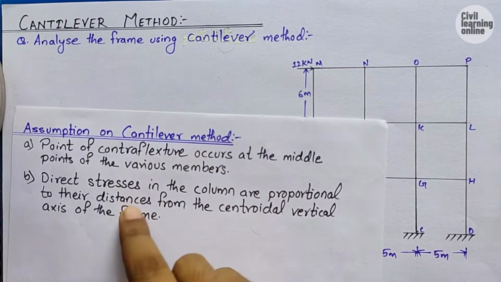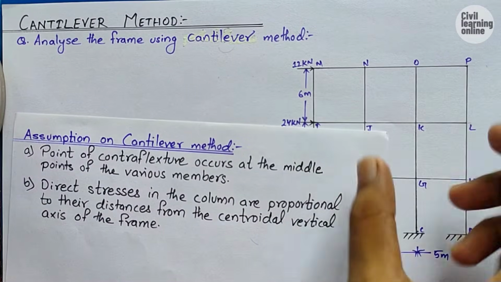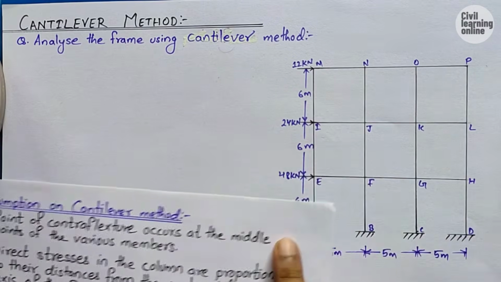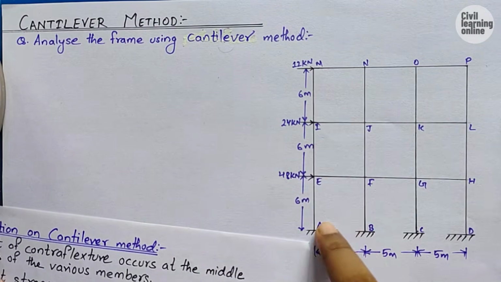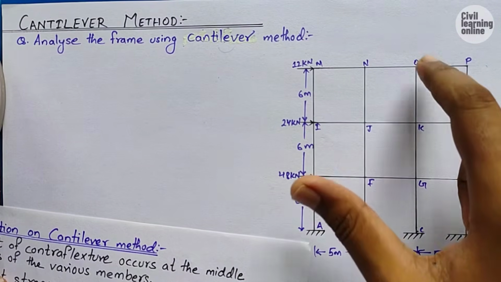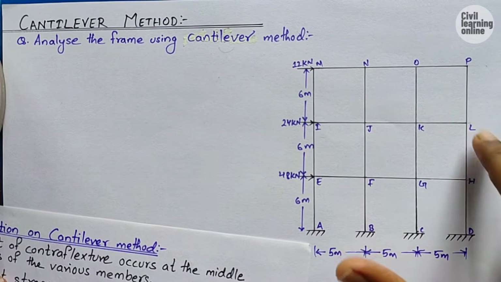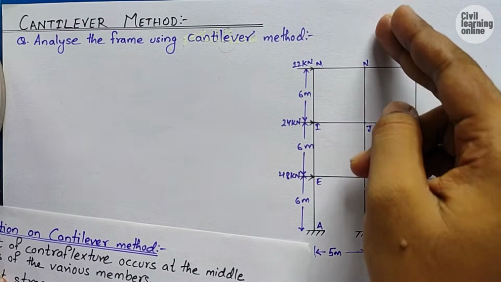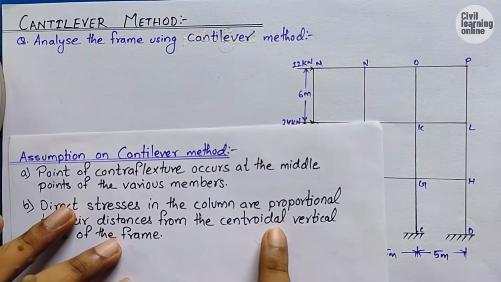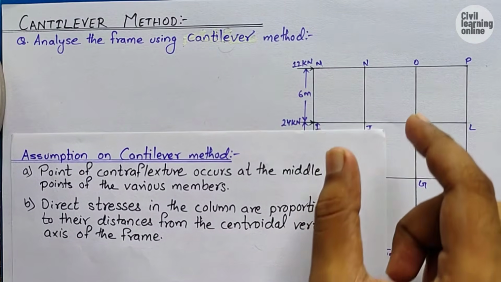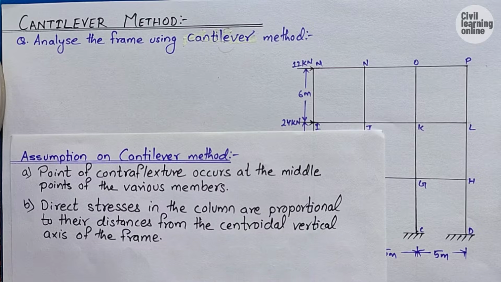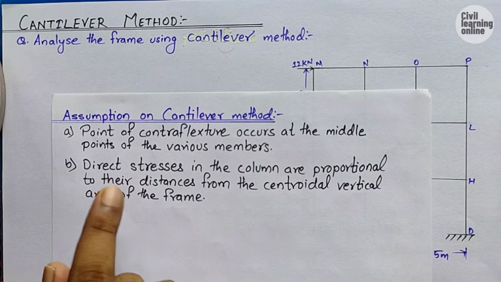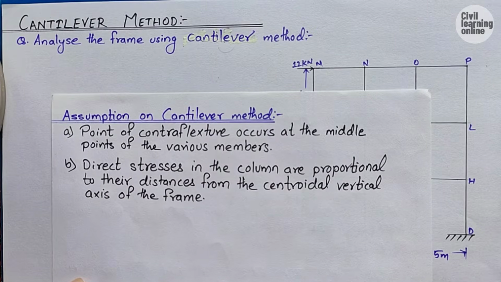Now see here, the centroidal vertical axis of the frame will be the centroidal axis of these whole columns. The columns are M, I, E, A, N, J, F, B, O, K, G, C, P, L, H, D. This whole frame has a definite centroidal vertical axis, and I am going to show you how to calculate that centroidal vertical axis here. And it says that the direct stress is proportional to the distance from that centroidal vertical axis.